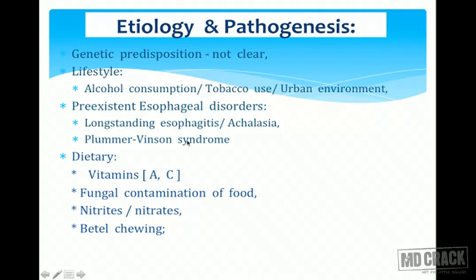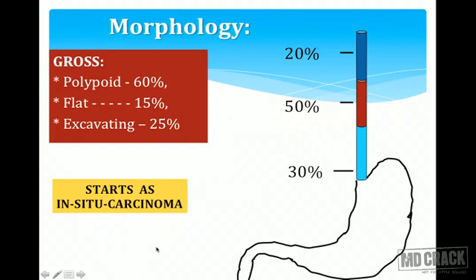Pre-existing lesions can also give rise to esophageal carcinomas, like long-standing esophagitis, achalasia cardia, and Plummer-Vinson syndrome, that is post-cricoid web. Dietary deficiencies like vitamin A and vitamin C can again predispose to squamous cell carcinomas. Fungal contamination of the food like Aspergillus can cause carcinomas, and even nitrates can also cause esophageal carcinomas. Betel nut chewing is also an important cause.